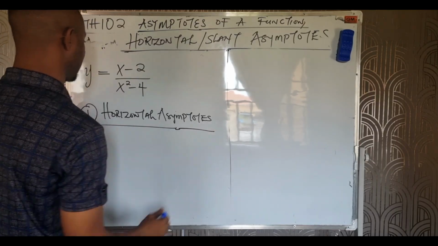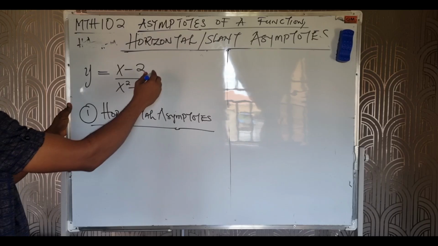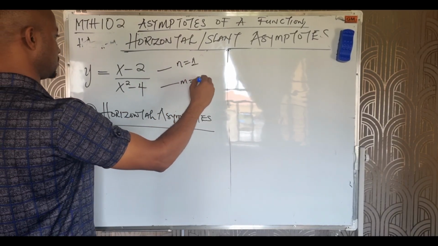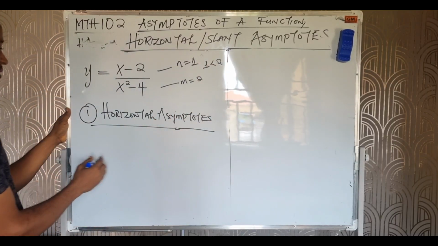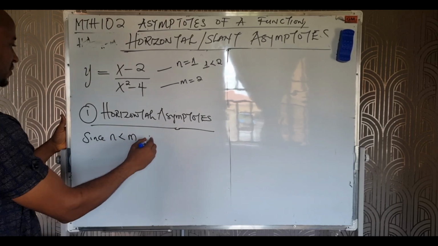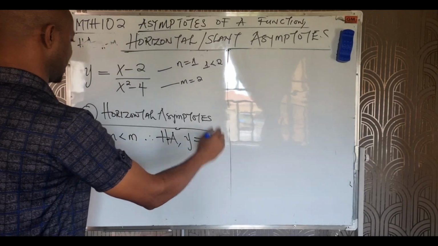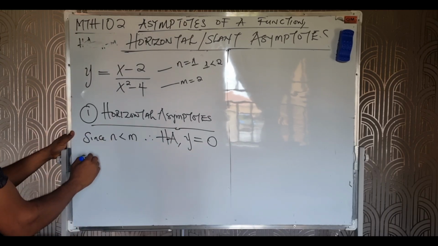Okay, what we notice here is that for horizontal asymptote, we have to look at the degree, right? The degree of the numerator here, n, is 1. The degree of the denominator, m, is 2. And 1 is less than 2. So since n is less than m, our horizontal asymptote occurs at y equals 0. Don't forget, at y equals 0.